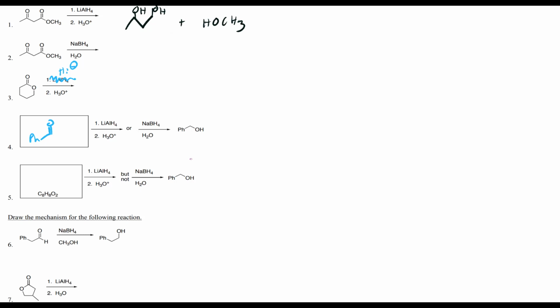Why? Well, lithium aluminum hydride outdoes sodium borohydride in the fact that it can do esters. So it can do everything that sodium borohydride can, but it can also do esters. So we can do Ph, and let's do an ester group. There we go. Pretty cool. Now we draw the mechanism for the following reaction. Very fun.